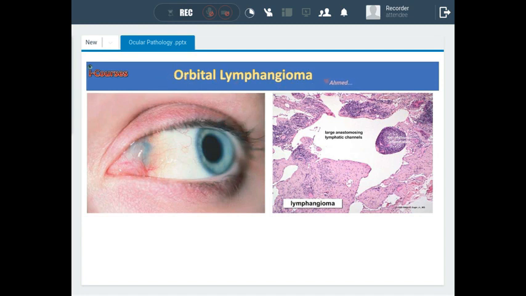For example, the orbital lymphangioma. The orbital lymphangioma will cause a bluish mass. This bluish mass may cause proptosis, but it is slowly progressive and usually doesn't cause any problems to the patient. If you do a histopathological examination, you will find a proliferation of lymphatic channels.